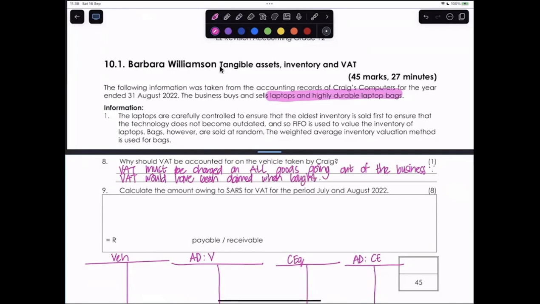Calculate the amount owing to SARS for VAT for the period of July and August. So obviously this is just working out what is the output, what is the input. If you wanted to, you could do a little SARS VAT account.